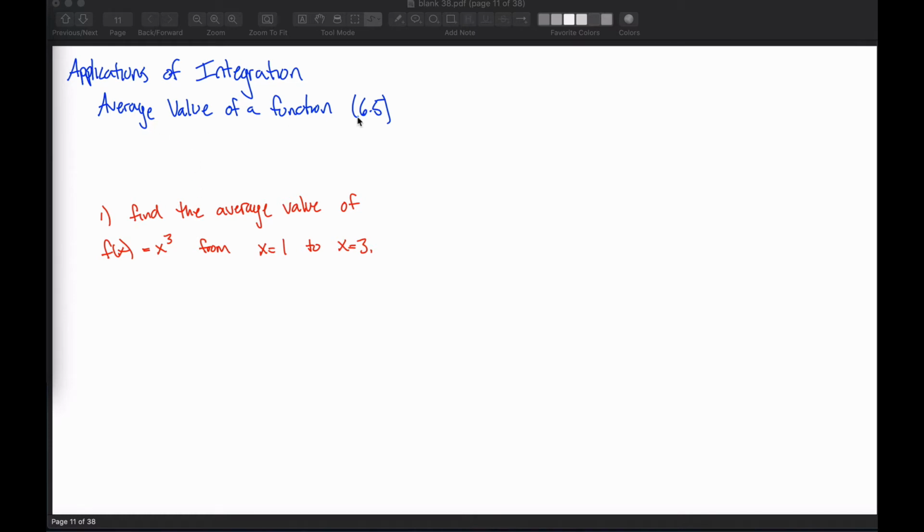All right, in this video, we're going to talk about 6.5 in our book, where we learn about the average value of a function. It's another application of integration. And it's kind of a nice section, a pretty short section. This might be one of the rare cases where I just have a single video that covers the entire section.